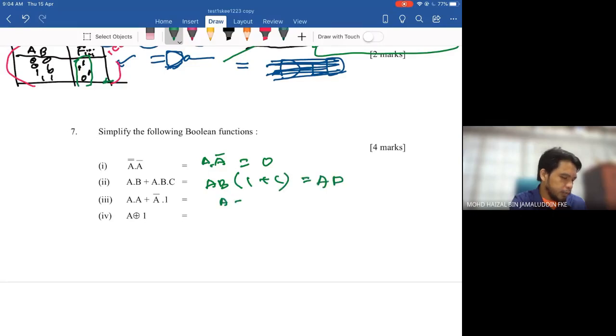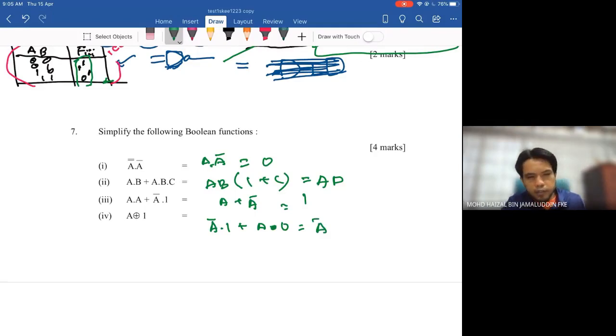So this one, A plus A bar is 1. So A plus 1 is 1. A bar times (1 plus A) is A bar times 1. So it is equivalent to A bar. I think it's correct.